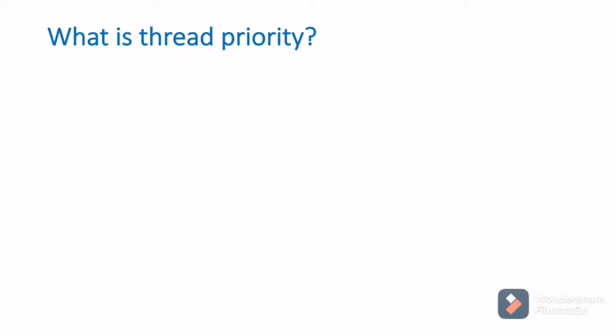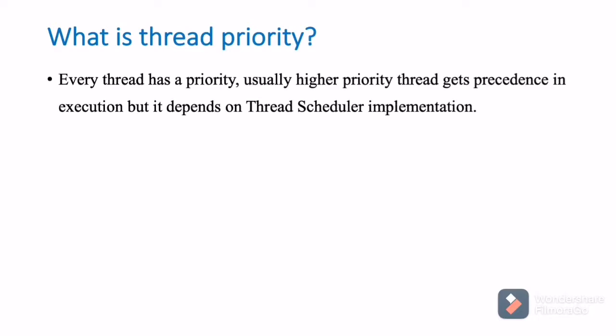What is thread priority? Priority in general means giving some extra care or importance to a particular thing. So here thread priority means giving some extra importance to a particular thread. Every thread has a priority. Usually a higher priority thread gets more precedence in execution, but it always depends on the thread scheduler implementation, because we cannot guarantee the order of execution of threads, as there is no exact algorithm to be followed by the thread scheduler.